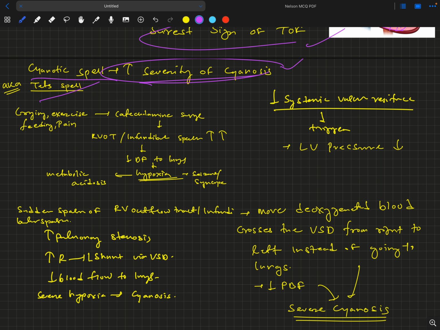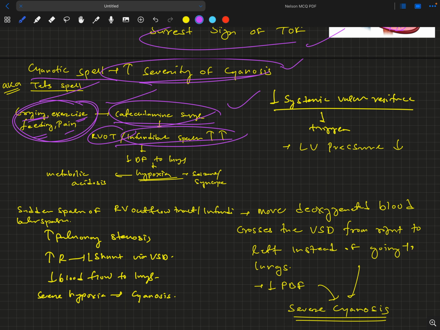So how does this develop? If the baby is crying, doing much exercise, feeding, or in pain, these are the triggers that lead to a catecholamine surge in our body. When the catecholamine level increases, that leads to infundibular spasm, or it worsens the right ventricular outflow tract obstruction. So there will be decreased blood flow to the lungs. When there is decreased blood flow to the lungs, hypoxia develops. Hypoxia can lead to seizure or syncope, and it can lead to metabolic acidosis.